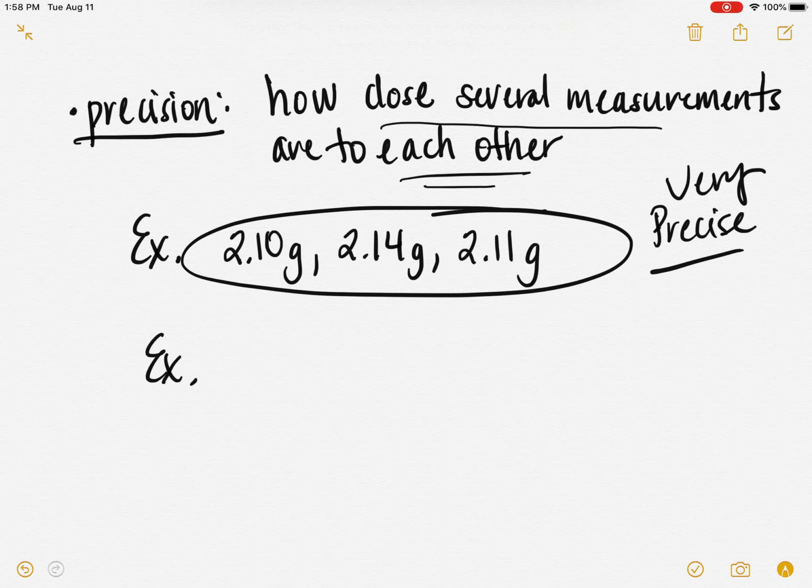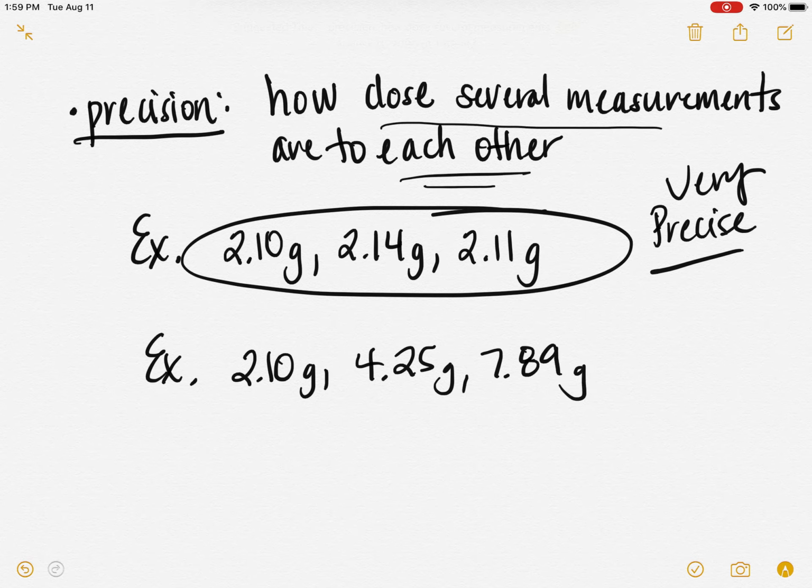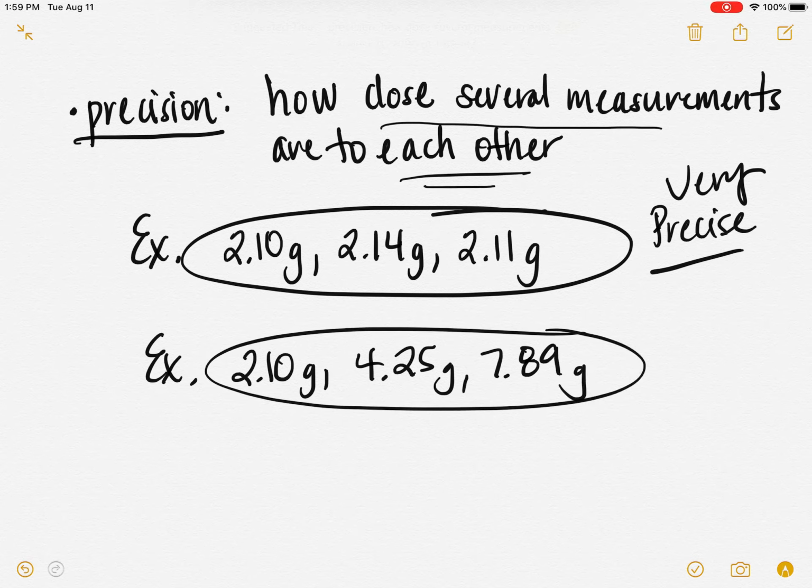Versus if you had three different students and three different balances weighing the same object, and they got 2.10, 4.25, and 7.89 grams, right? In this case, how close are these values to each other? Oh, not very. And so this data would be not precise. Okay, notice on this discussion of precision, we haven't mentioned what the actual value is at all, because in this case, we don't even know it. And in all cases, precision has nothing to do with what the actual value is.